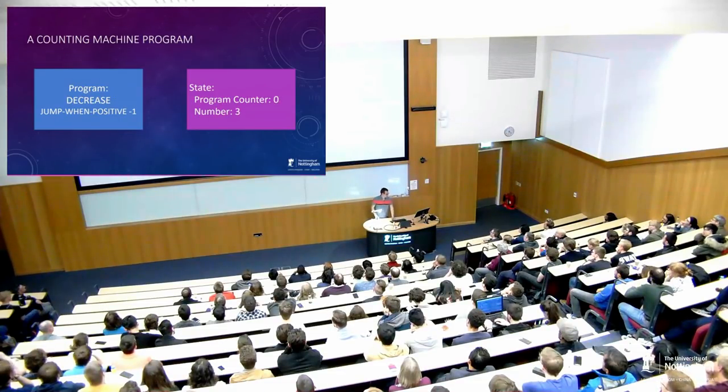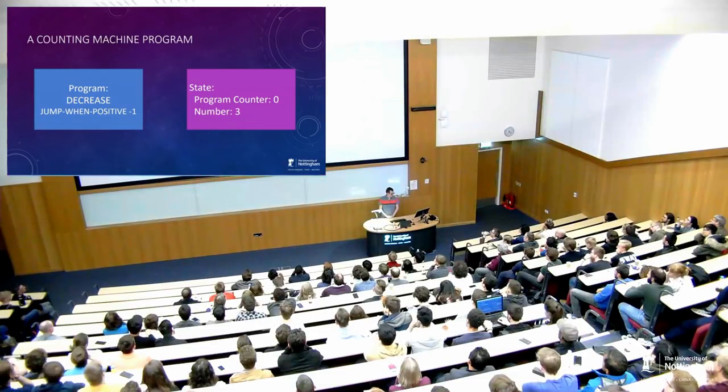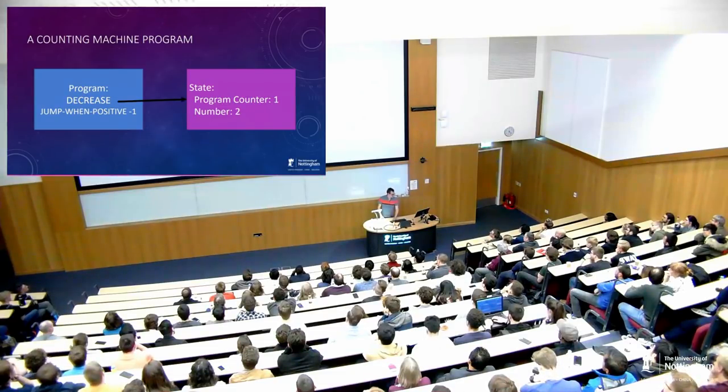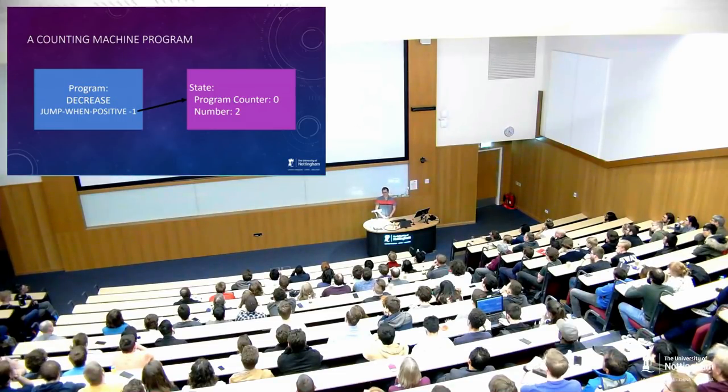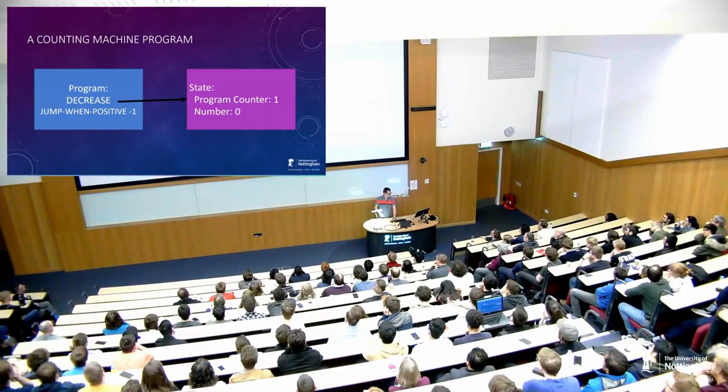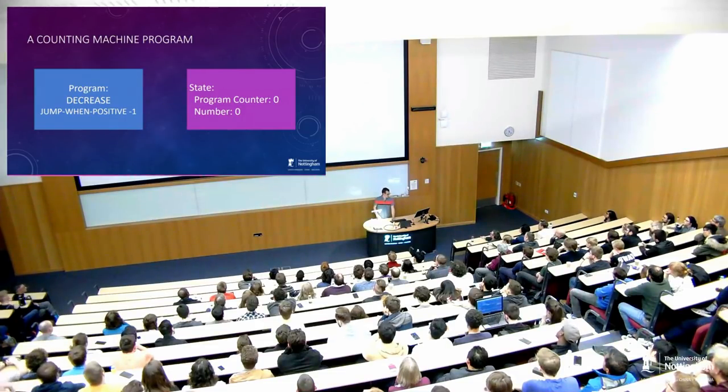So if we run it, let's suppose our initial state was with the number 3. Our program counter starts at 0. We would hit the decrease instruction. Our number goes to 2, and our program counter goes to 1, of course. Jump when positive, well, we see that our number is still positive, so we're going to jump back an instruction. We decrease again. The program counter becomes 1, and the number is 1 because we've decreased again. It's still positive, so we jump back. Our number is 0 again, and now we notice that our number is no longer positive. It's 0. So our state ends with a program counter being 0 and our number being 0.